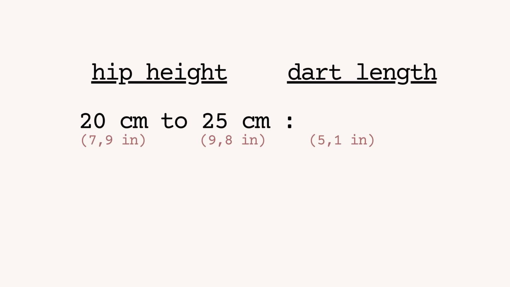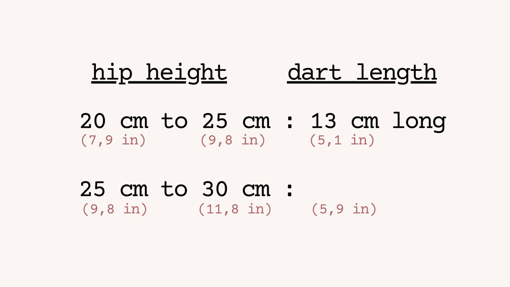The dart size and length can change depending on your body shape. For the length of the dart, we'll use our hip height measurement as a guide to determine it. If your hip height is from 20 to 25 centimeters, then your dart should be 13 centimeters long. And if your hip height is from 25 to 30 centimeters, then your dart should be 15 centimeters long.